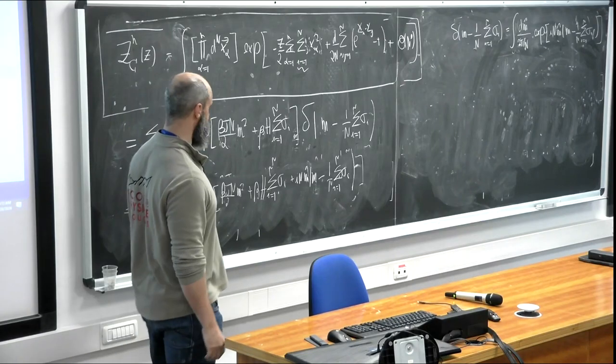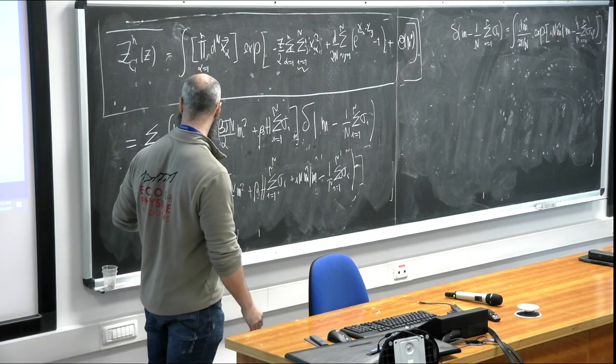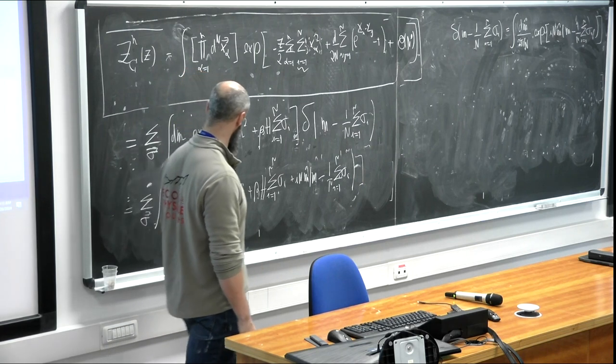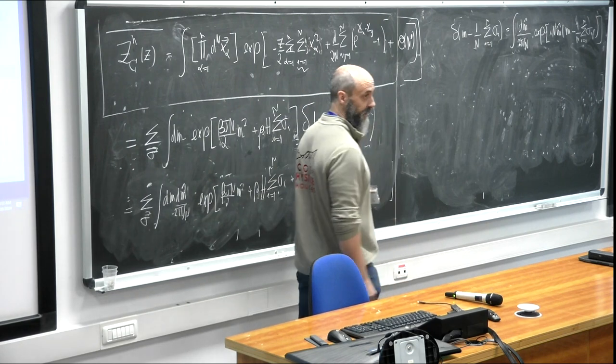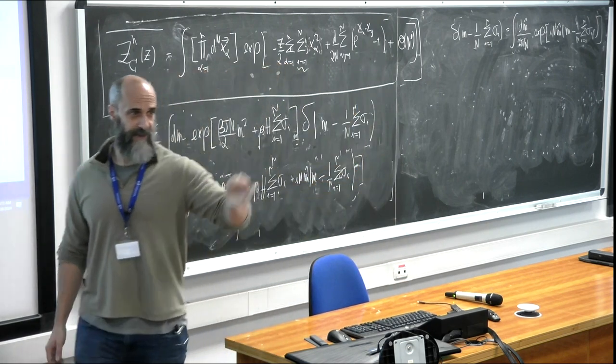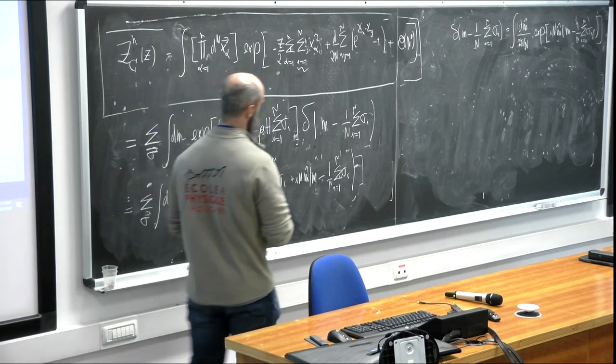Now, next step, I simply rearrange terms. I notice, and I want to do the trace over sigmas. Sigmas are here and here, and this is now linear. So I can factorize, right?